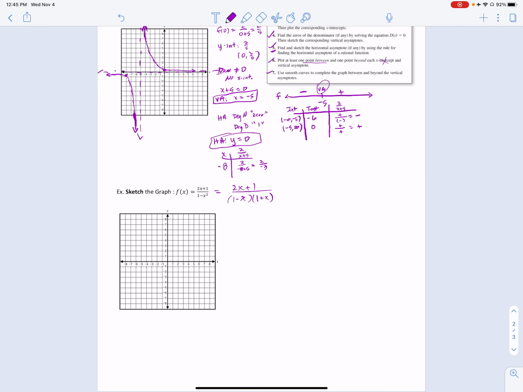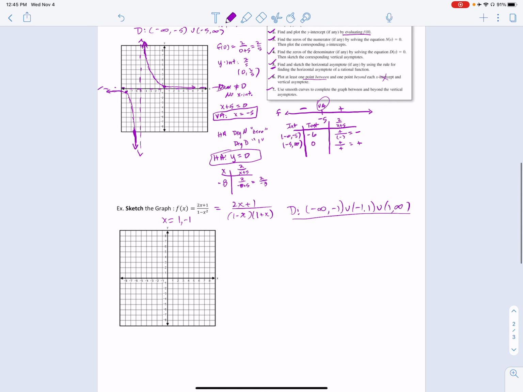Oh, we didn't talk about domain. I forgot about domains. Let's look at domain. And x can't be 1 or negative 1, because that would make the denominator 0. Your excluded values are 1 and negative 1. And so we have negative infinity to negative 1, union negative 1 to 1, union 1 to infinity. And that's the domain for this, because we have to skip over 1 and negative 1.